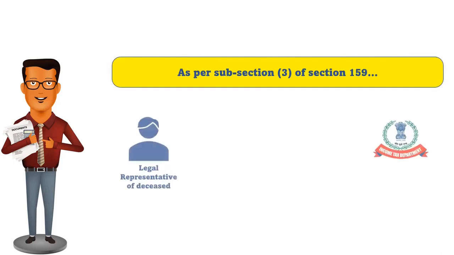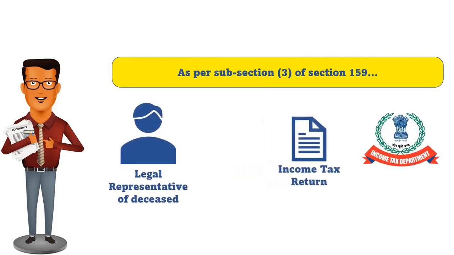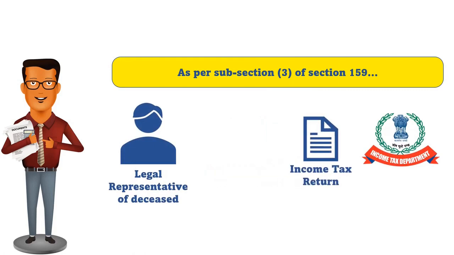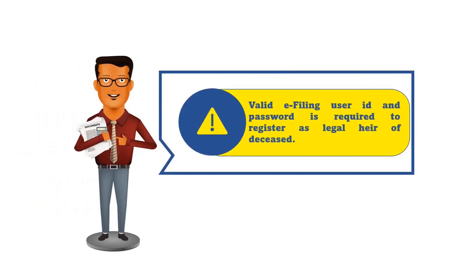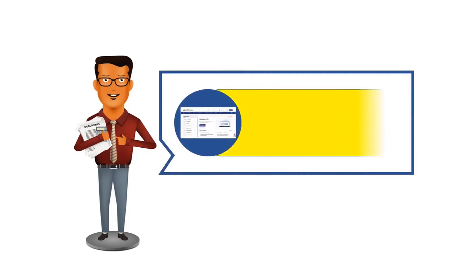Therefore, the legal representative or the legal heir is required to file the income tax return on behalf of the deceased for the income earned by the deceased, as a representative assessee of the deceased person. In order to register as a legal heir, you are required to have a valid e-filing user ID and password of your own.